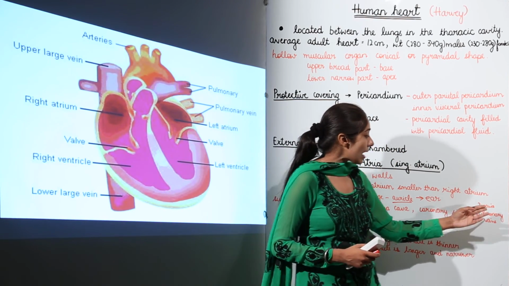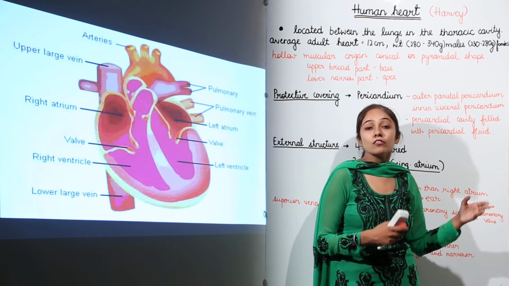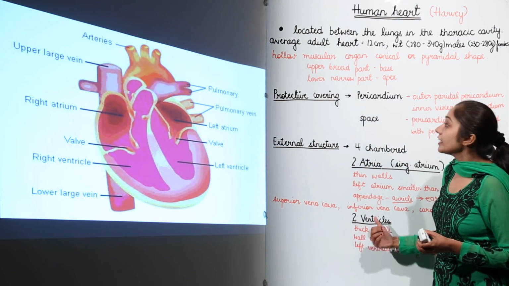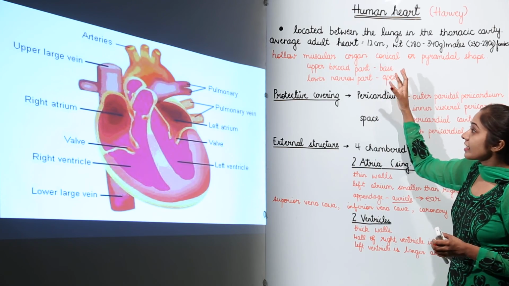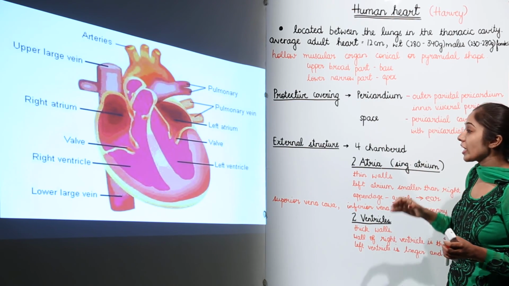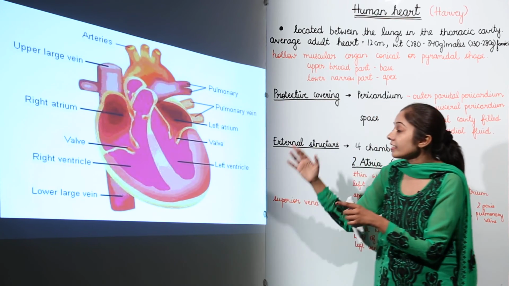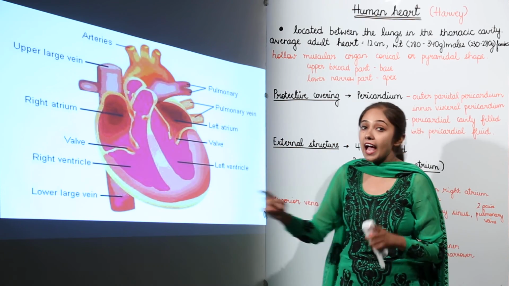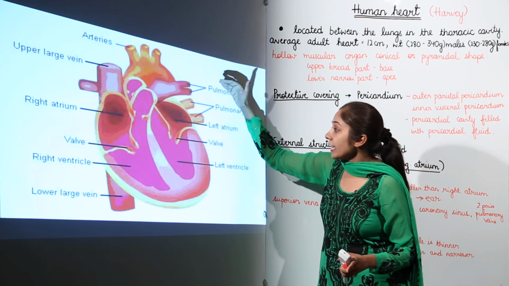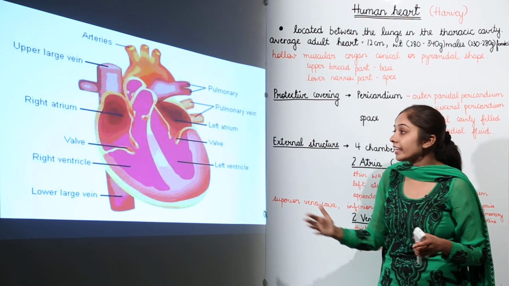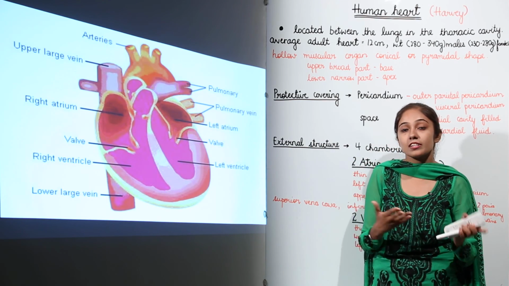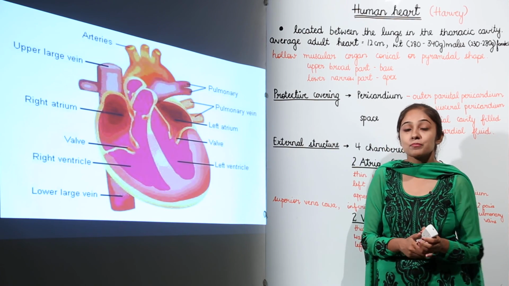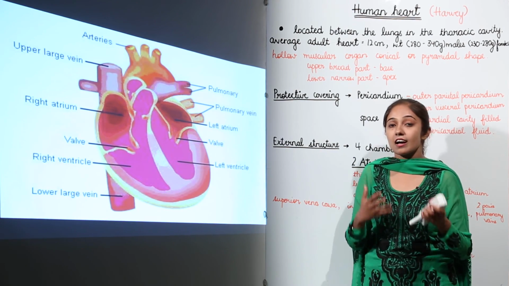Then we have 2 pairs of pulmonary veins which carry oxygenated blood from the lungs to the heart. We will discuss their functions in detail. Just remember that the heart is a muscular organ, conical or pyramidal in shape, with 4 chambers: left atrium, right atrium, left ventricle, right ventricle. One important point to remember is that the left part has oxygenated blood, and the right has deoxygenated blood, means the blood that is deficient in oxygen, or you can say rich in carbon dioxide. So, let us move further and discuss the heart in detail.